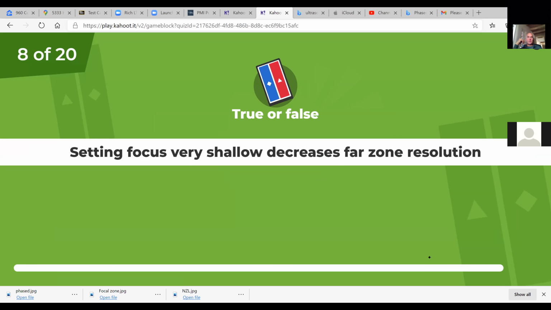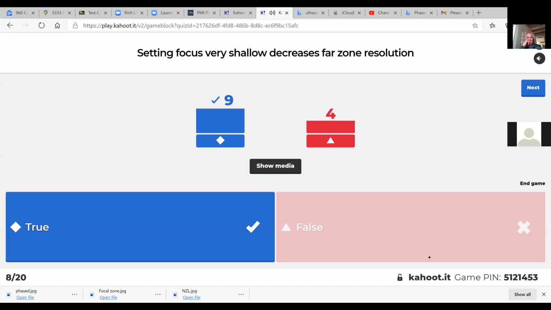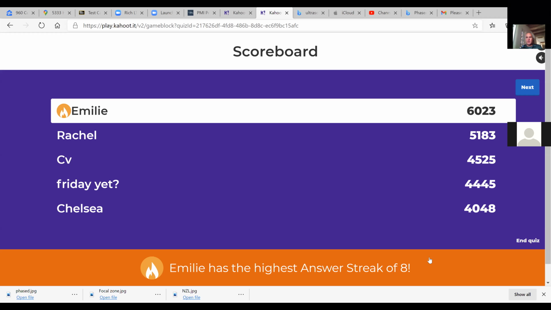Setting focus very shallow decreases far zone resolution. Very good. Yes, it's true. For the same reason, the fact that a short focus diverges the beam quickly makes our resolution worse. So yes, when you bring your focus very close to the transducer, that's something to think about. You're actually worsening the image in the far zone. Good.